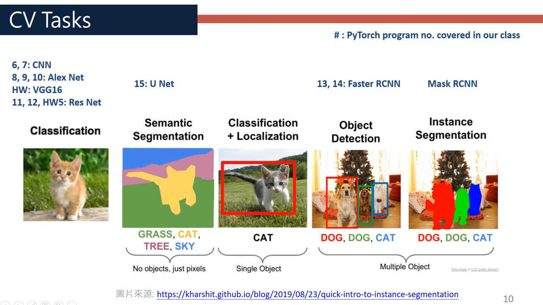We want to classify which pixel belongs to cat, which pixel belongs to mountain. And also we want to recognize what objects an image has and their locations. And finally, we want to understand the boundary pixels of each object, which is called instance segmentation.